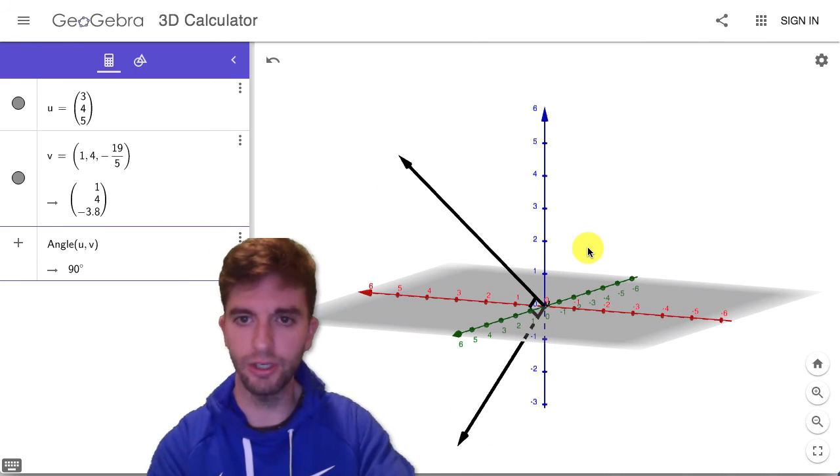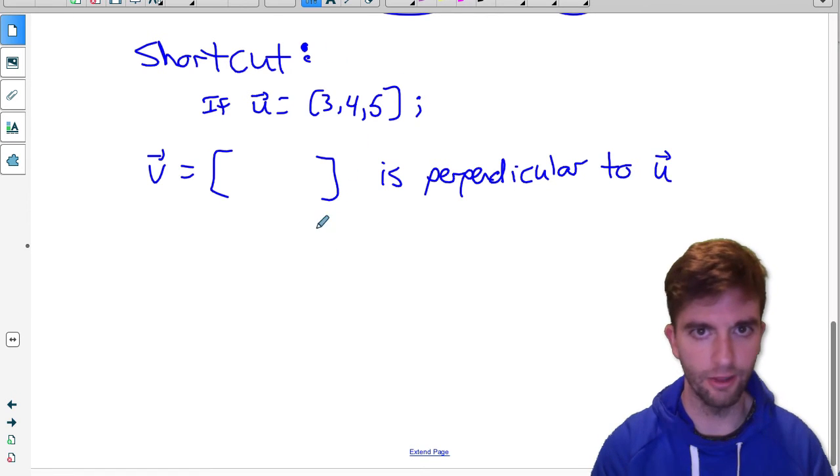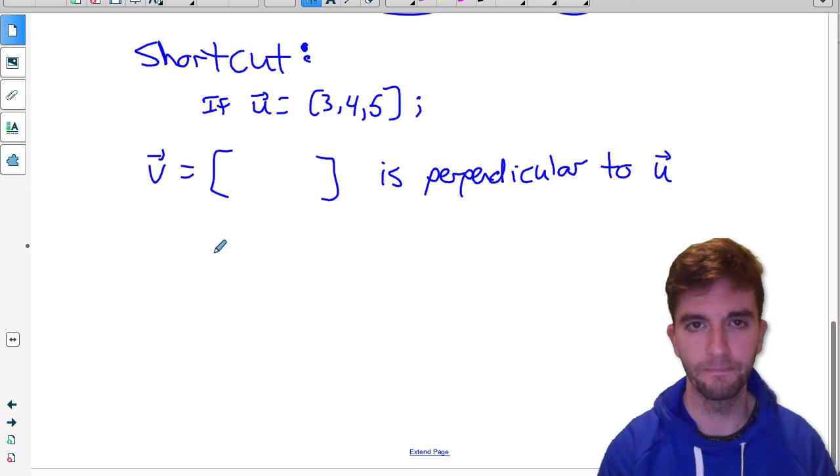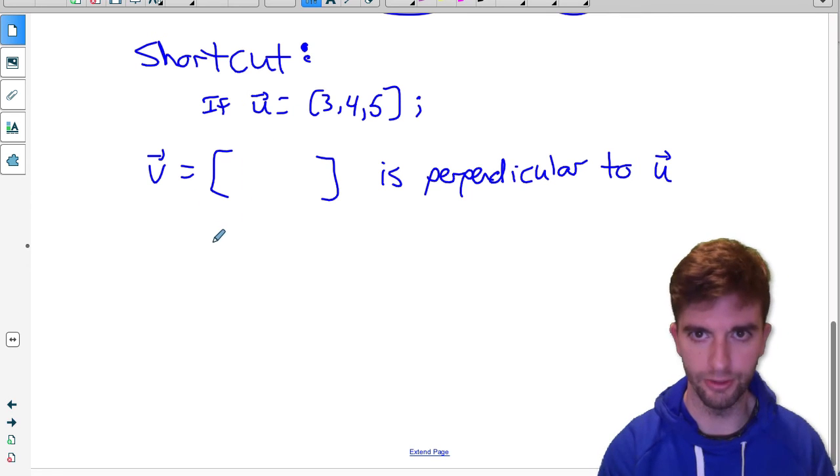Let me show you a shortcut that would actually be quicker to do. Okay, so same question, same vector, vector 3, 4, 5. Let me just show you a shortcut to coming up with a vector that's perpendicular to it. To come up with a vector that's perpendicular, it needs to be a vector that has a dot product with u of 0.